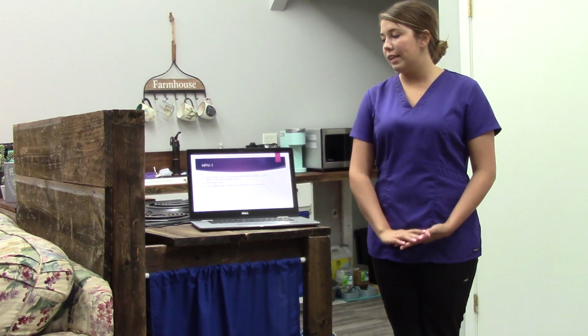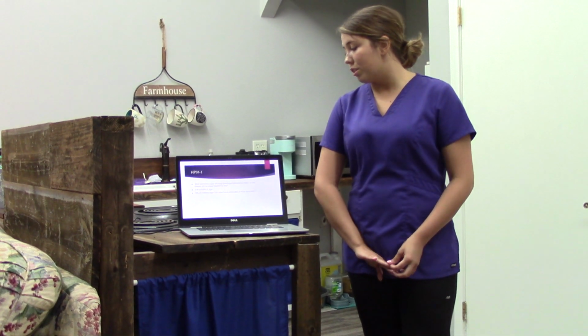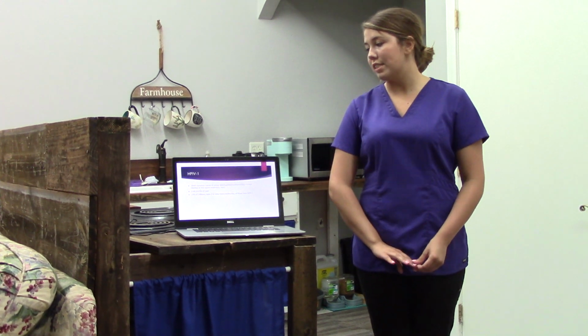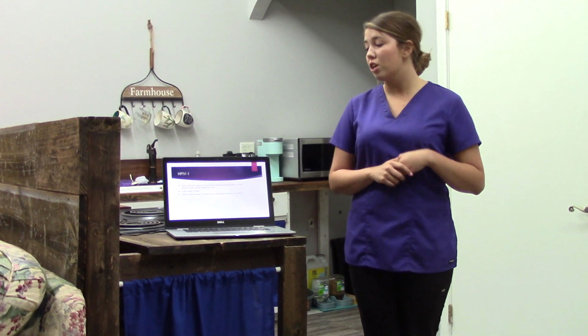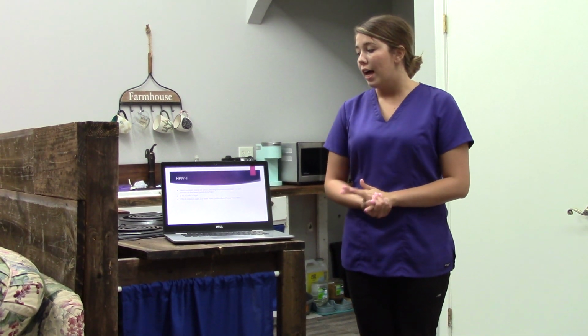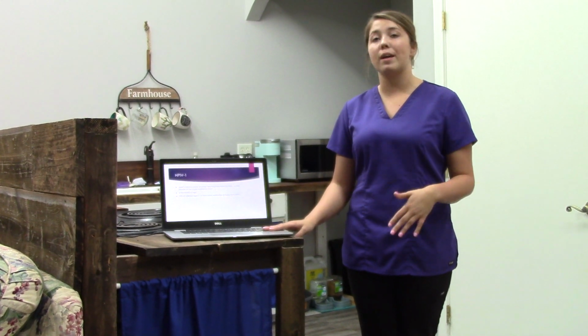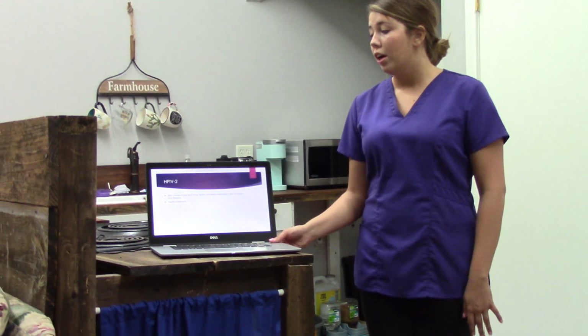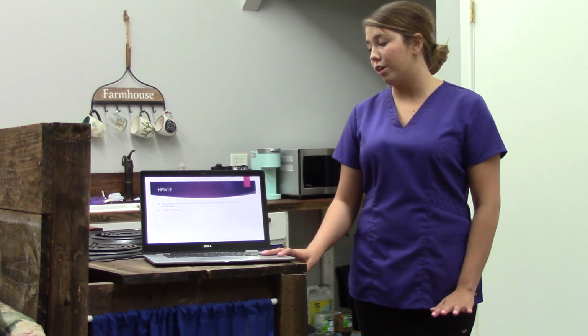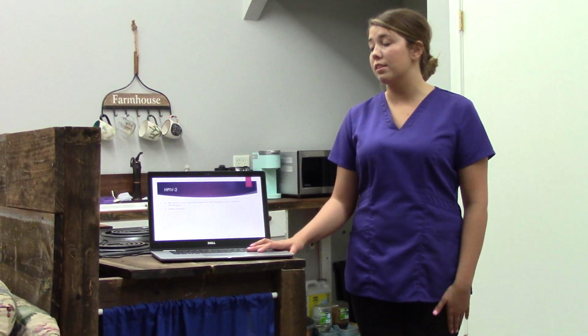HPIV 1 is the most common cause of croup, which is laryngotracheobronchitis, a viral disease of the upper respiratory tract. It usually affects children from 6 to 48 months of age. 75% of children ages 5 or older have antibodies from HPIV 1. HPIV 2 is also a cause of croup and other upper and lower respiratory tract infections, but HPIV 1 is still the main cause of croup.